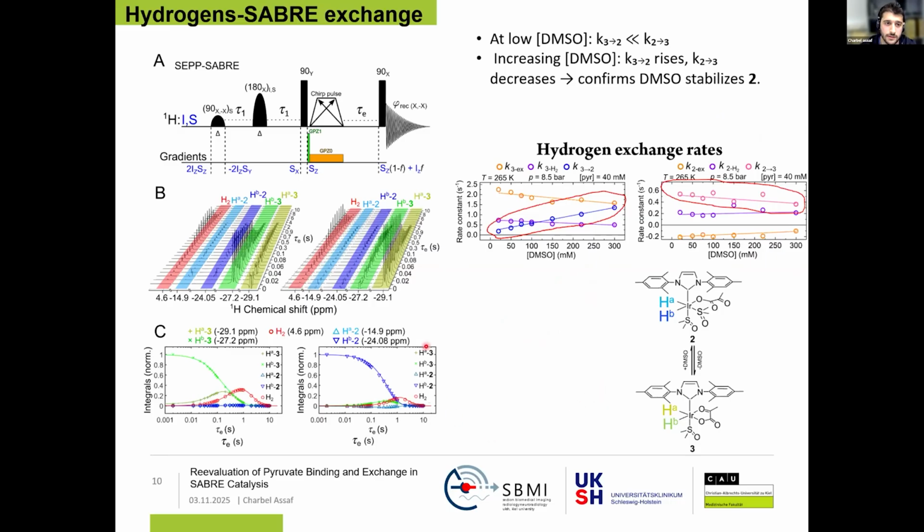And we also did a SABRE experiment, so we studied the exchange of hydrides to see whether we can also see this effect. So if we hyperpolarize one of the hydrides, and with the evolution time, we were noticing, for example, in complex number 3, it switched to the other hydride in the same complex, then to hydrides of complex number 2 before it becomes completely dissociated as hydrogen H2. And also we can find here the same exchange rates.